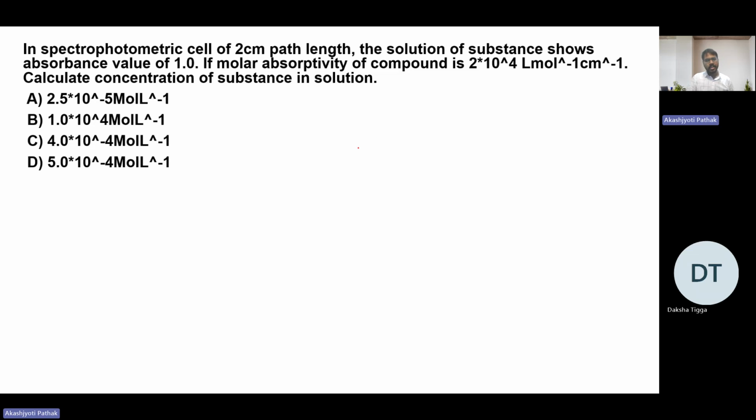So this is a numerical. So you have your path length given. Path length is 2 centimeter. Your molar extinction coefficient is also given. It is 2 into 10 to the power 4 liter per mole per centimeter. So why does this molar extinction coefficient have this unit? Because absorbance equal to epsilon CL, so epsilon will be A by CL.